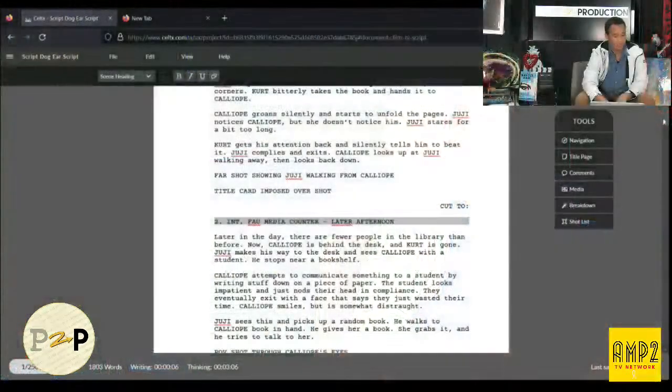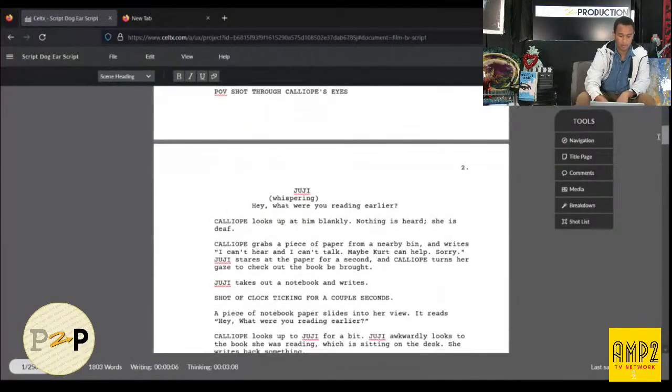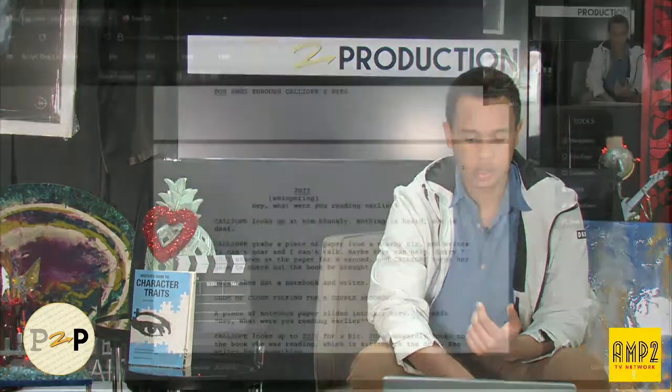So we're going to fast forward a little bit because it's basically your normal scenes. There's some dialogue right here. If you see whispering, this is called a parenthetical, which means that it's basically the director's description of how a character should act, right? So if I didn't write that, Juji would say, hey, what are you reading earlier? But since I put whispering, he's going to whisper that line in the delivery. So yeah, skip more.